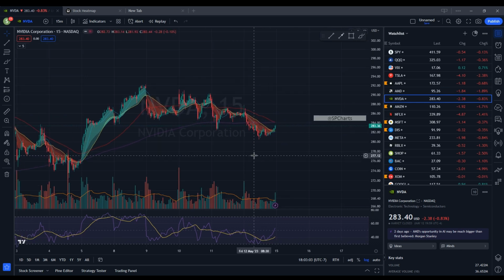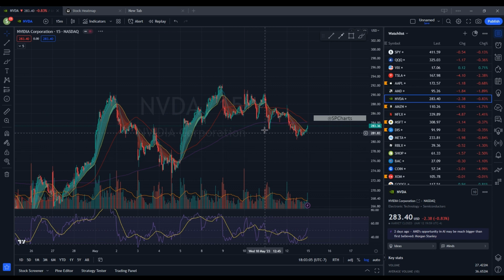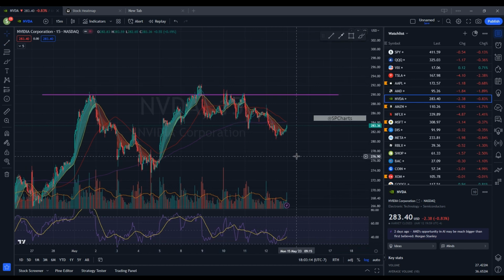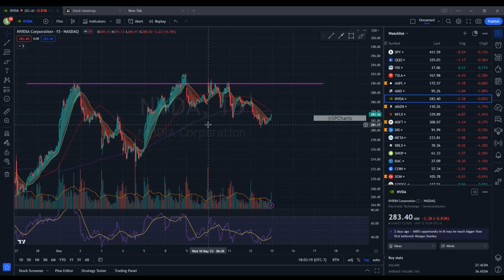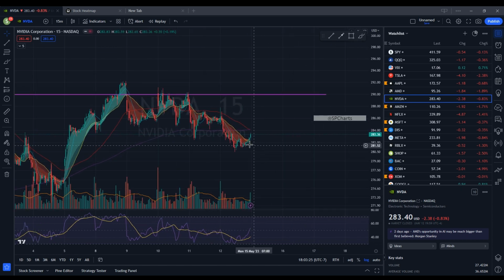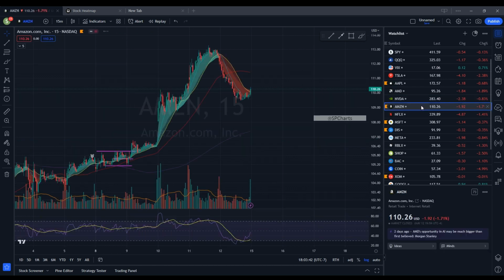NVIDIA, I'm seeing the same thing as AMD. I do want to throw some resistances on this chart just so I can keep an eye out for them. But I probably won't get puts until it breaks this EMA again. Now, what I think may happen is it just passes this 50 EMA and then hits down. Hopefully that is at the same line as where the RSI crosses over.